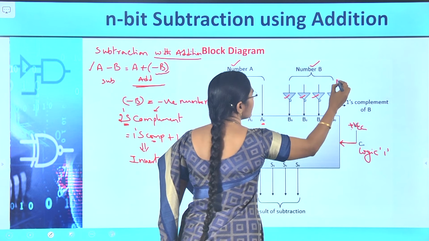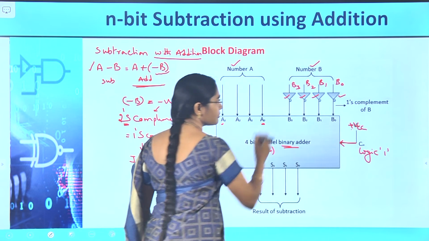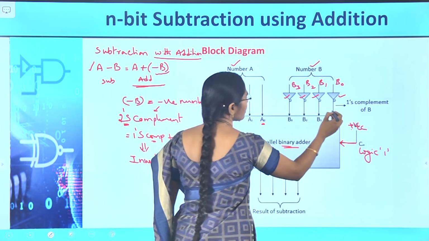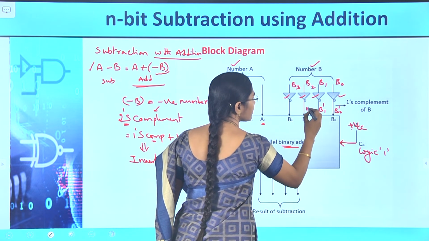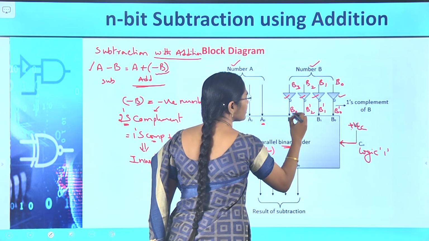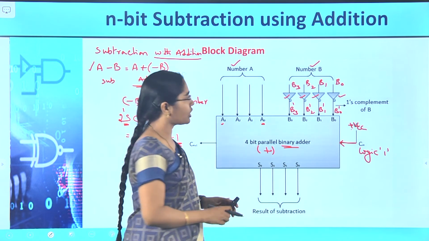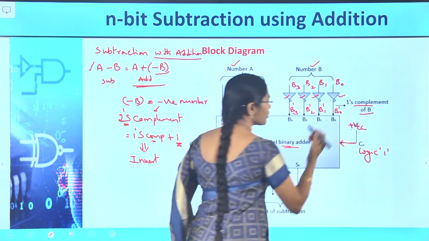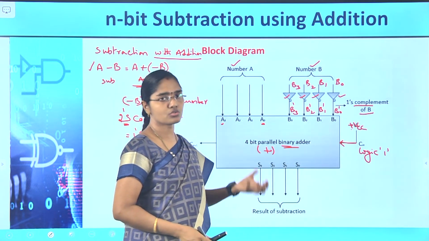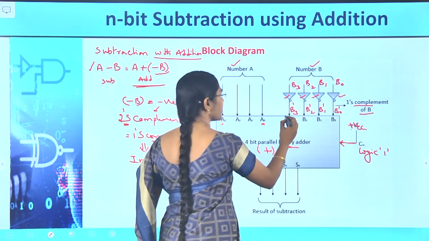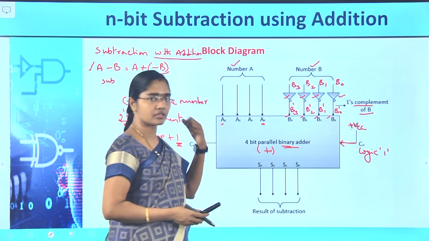So number b is b0, b1, b2 and b3, connected to inverters, which means it becomes b0 bar, b1 bar, b2 bar and b3 bar. So what is b0 bar, b1 bar, b2 bar, b3 bar? It is the 1's complement of b. 1's complement plus 1 is equal to what? 2's complement. That 2's complement number is applied directly in the place of the second number for the adder.